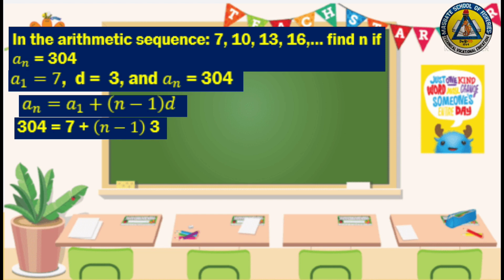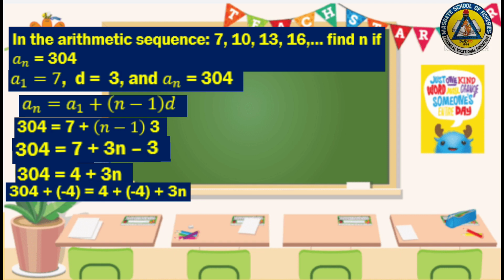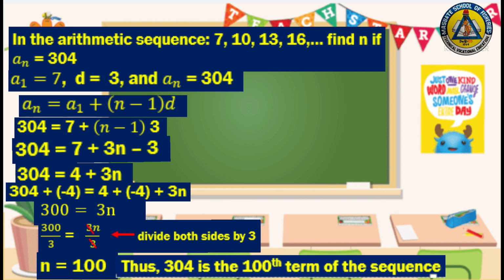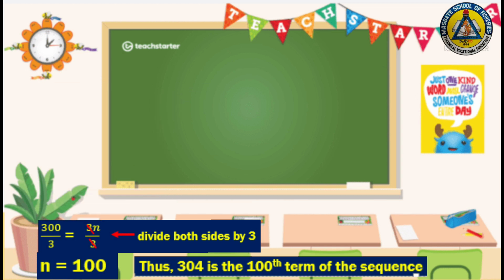Apply the distributive property of multiplication, we obtain 304 equals 7 plus 3n minus 3. Simplifying terms, we have 304 equals 4 plus 3n. Add the additive inverse of 4 to both sides, we obtain 300 equals 3n. Divide both sides by 3, then n is equal to 100. Thus, 304 is the 100th term of the sequence.